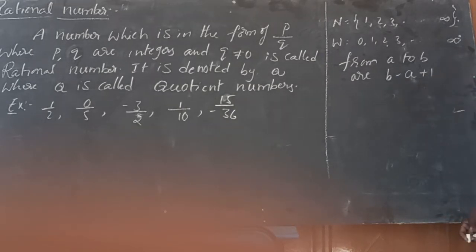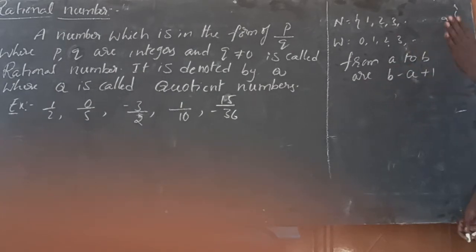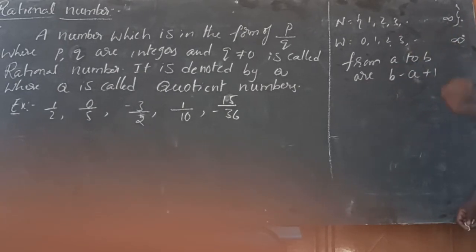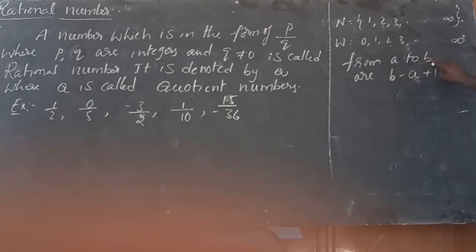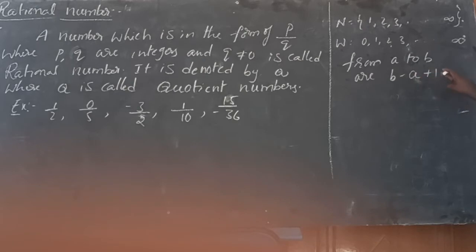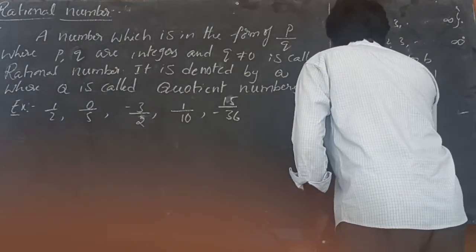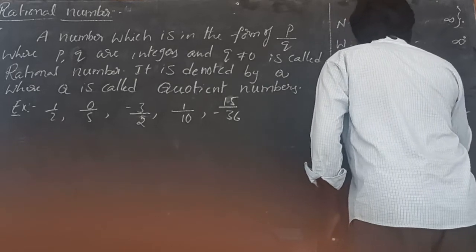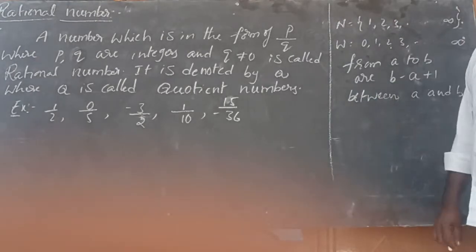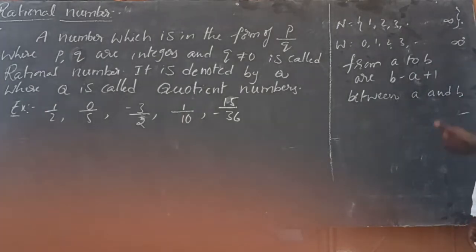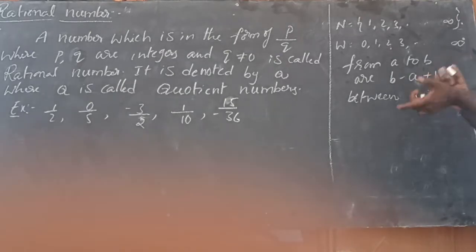That means we add the starting number and ending number from 0 to 10. So what is the formula? The number of whole numbers from A to B is B minus A plus 1. Next, the number of whole numbers between A and B.